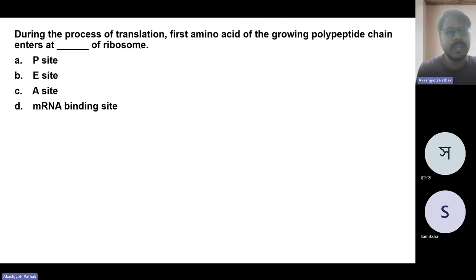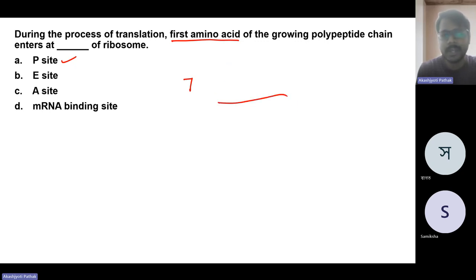Yes. So now moving to the next question. During the process of translation, the first amino acid of the growing polypeptide chain enters at dash of ribosome. Read the question carefully. First amino acid enters at which site? Is it the A site? Is it the P site? Yes, it is the P site. The first amino acid will bind at the P site, and then the subsequent amino acids will be recruited at the A site.